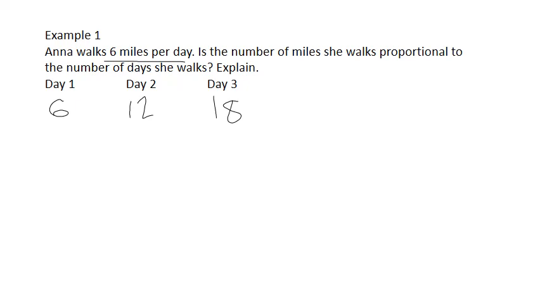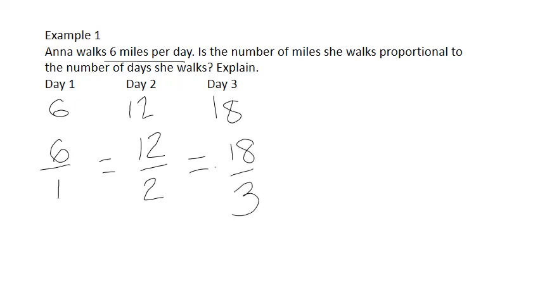Alright, if we were to go ahead and compare those rates, they're all going to equal the same thing. So we would have, and this would normally be miles per day, 6 over 1 is equal to 12 over 2, because if you divide by 2 you get 6 over 1, which is equal to 18 over 3. Again, that also simplifies down to 6 over 1. So they are all equal to each other. Therefore, yes, this relationship would be proportional. And your explanation is your work.